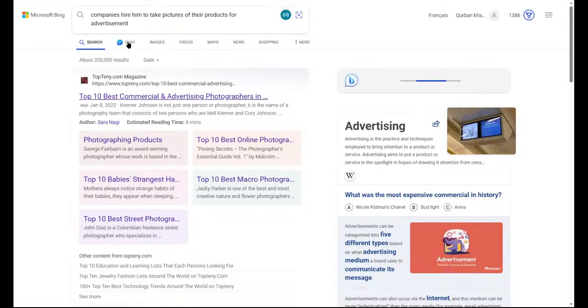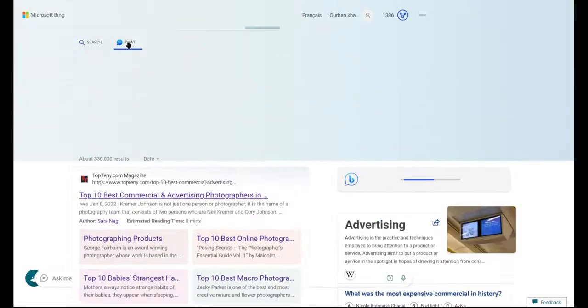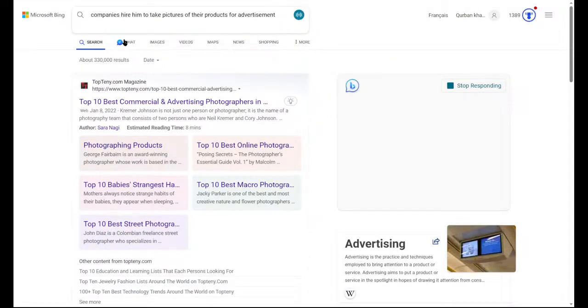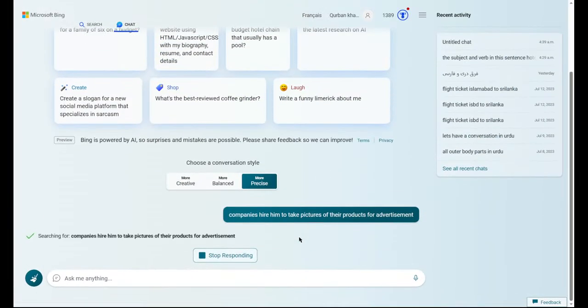According to TopTenny.com, Kramer Johnson is not just one person or photographer. It is the name of a photography team that consists of two persons who are Neil Kramer and Corey Johnson.